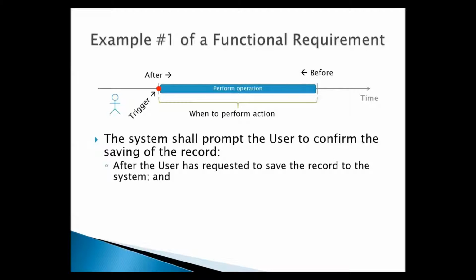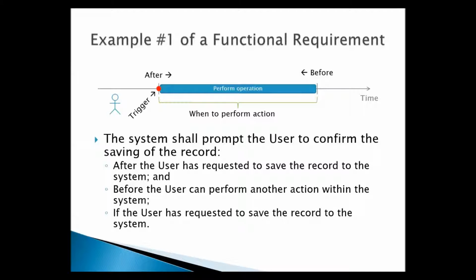The second line requires the operation to commence after the user has requested to save the record to the system. The format of the request would typically be the user clicking a Save button, or Ctrl+S, which is my favorite key combination. Hooray, Ctrl+S. The third line indicates that the user can't perform another operation in the system until they've acknowledged the confirmation prompt.